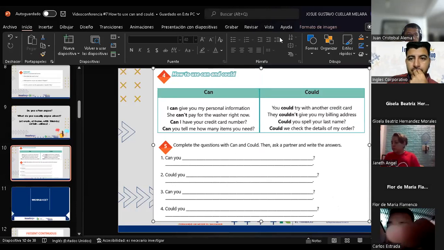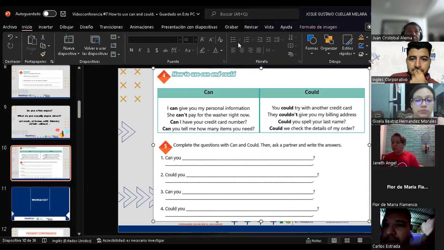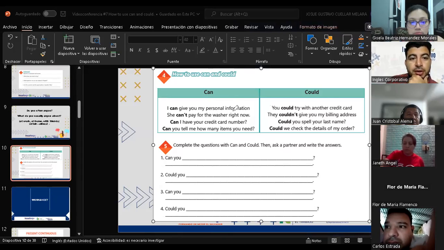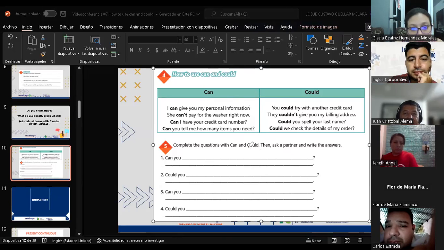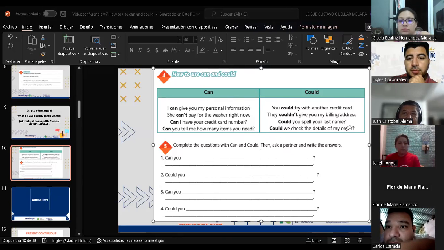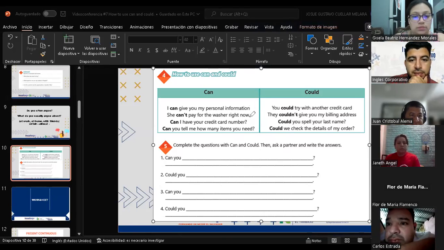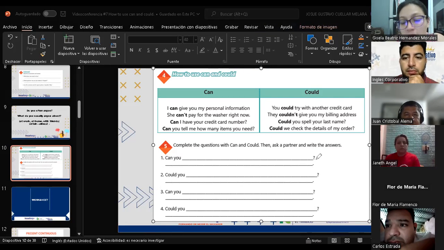Juan, can you help me reading number one? Juancito, can you help me reading? Okay. Yes, okay. And then Gisela. Okay, I can give you my personal information. You could try with another credit card. Perfect. Okay, Gisela, and then we go with Saul. She can pay for the washer right now. Hold on, give you my billing address. Thank you. Saul and then Carlos.